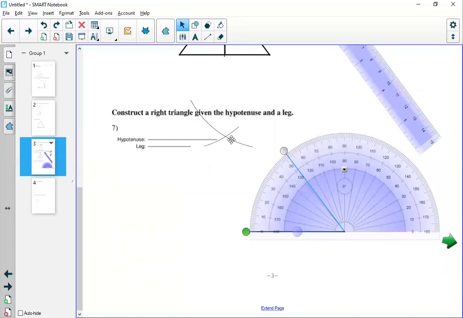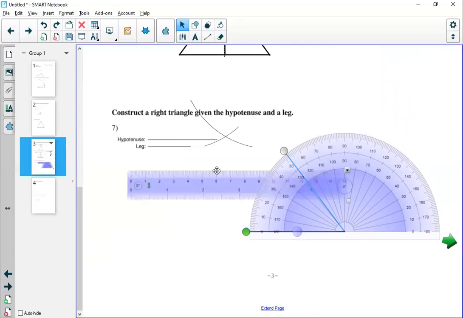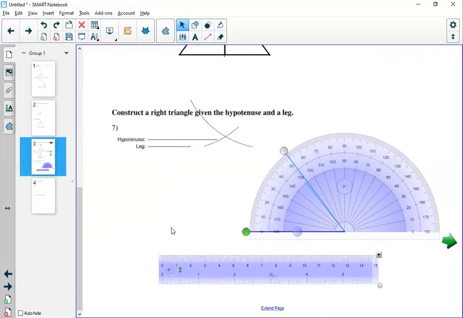Finally, we want to construct a right triangle given the hypotenuse and a leg. So here we have the hypotenuse and here we have one of the legs. When we construct the right angle triangle, all I need to do is to measure the leg and let the leg be the base. So here we call this the leg. Measure it. This leg is 3 centimeters. Let me take that to be the base of the right angle triangle. 3 centimeters. And draw it 3 centimeters.